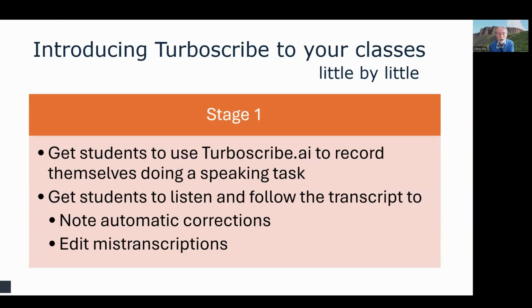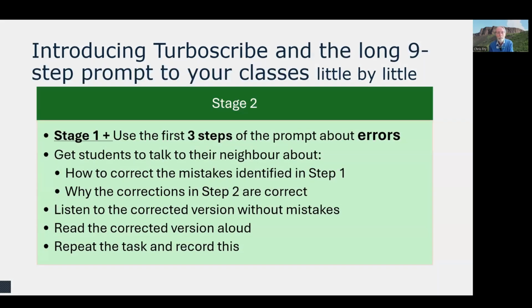So that was stage 1, only using TurboScribe, not using ChatGPT. The idea is to get students used to recording themselves. My students recorded themselves more than once every lesson. They could listen to themselves, but they didn't get a transcript in those days. But today, with TurboScribe AI, they can note automatic corrections and edit out any mistranscriptions. Students may like to repeat the task at this stage, just record themselves doing it again, incorporating some of those automatic corrections.